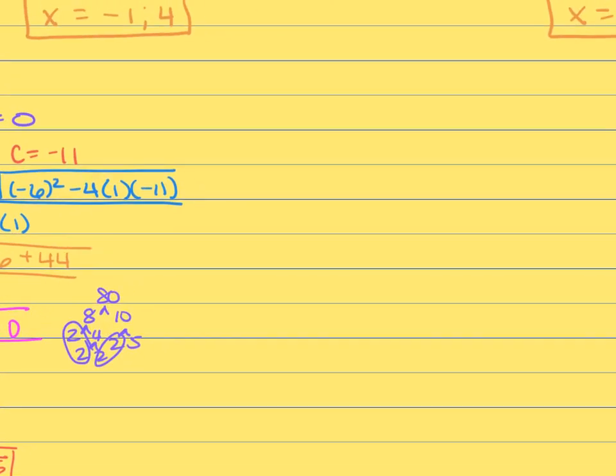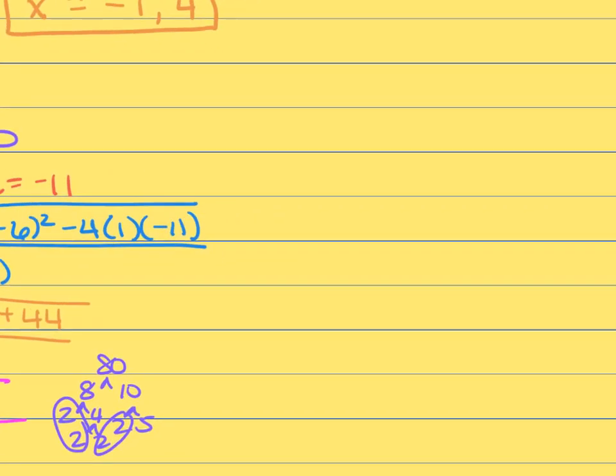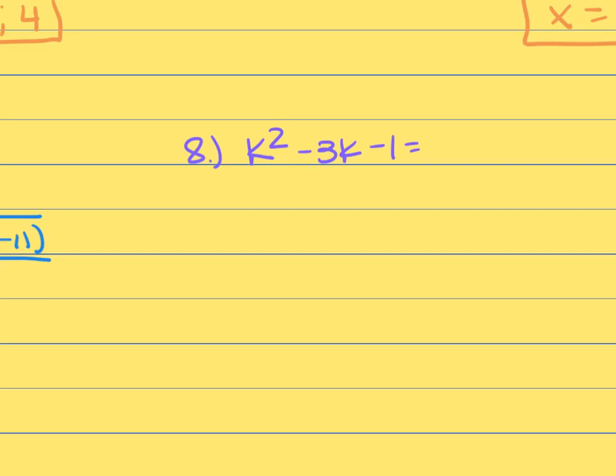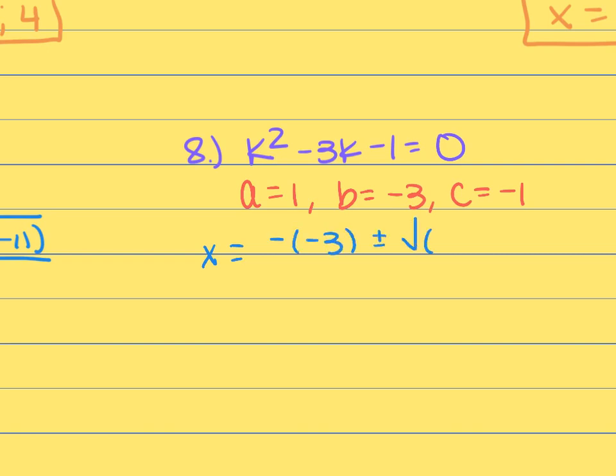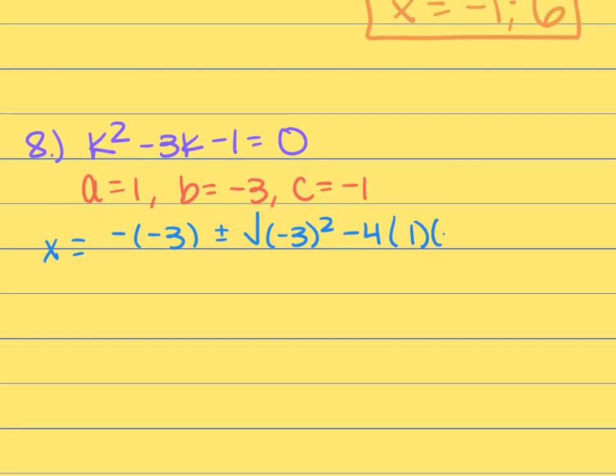For 8, we're given k squared minus 3k minus 1 is equal to 0. So a is 1, b is negative 3, and c is negative 1. So it's going to give us x is equal to a negative times negative 3 plus or minus the square root of negative 3 squared minus 4 times 1 times negative 1, all over 2 times 1.